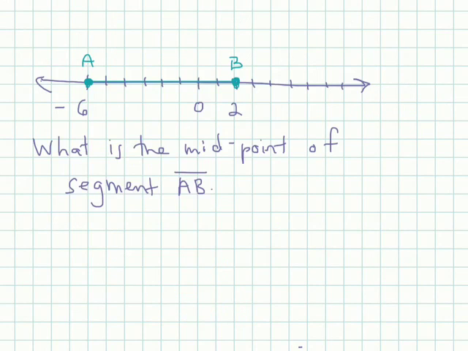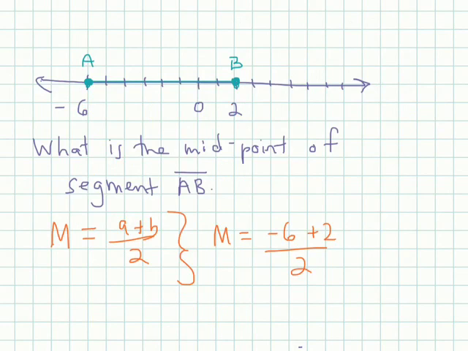In this example, we ask what is the midpoint of segment AB, and I've drawn this number line here. A has a value of -6, B has a value of 2. Let's substitute our values into our formula. Again, midpoint is just the average of A and B. So midpoint would be -6 plus 2 divided by 2, which is -4 divided by 2. So midpoint would be -2.